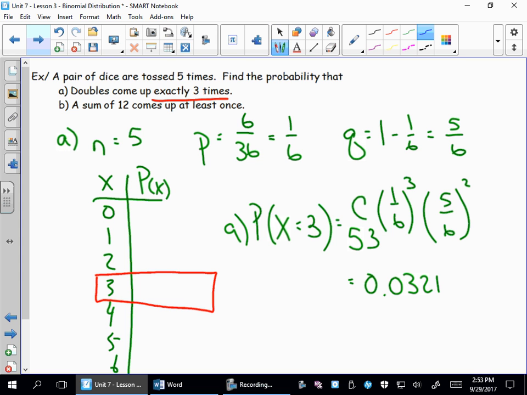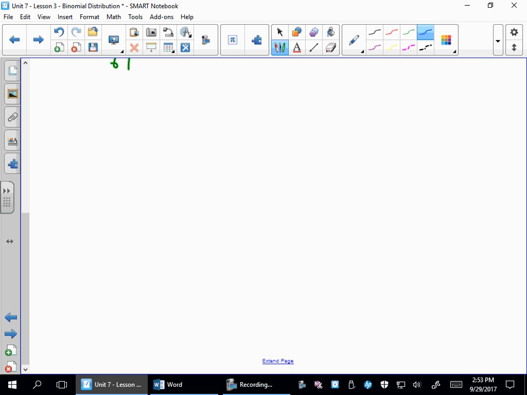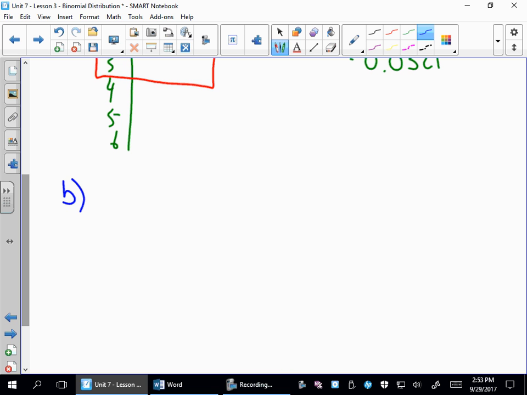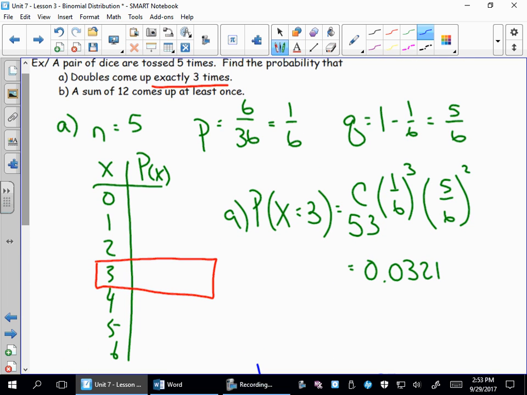Let's try part B. A sum of 12 comes up at least once. Okay, so what n is our trial? Still 5. P is getting a sum of 12. The only way that can happen is if we get a 6 and a 6. There's one of the 36 ways of doing that, which makes Q 35 out of 36. Now the question this time didn't say get exactly one sum of 12. It says get at least one sum of 12.